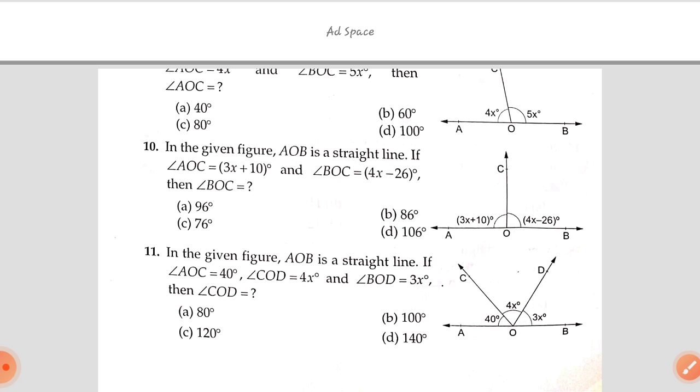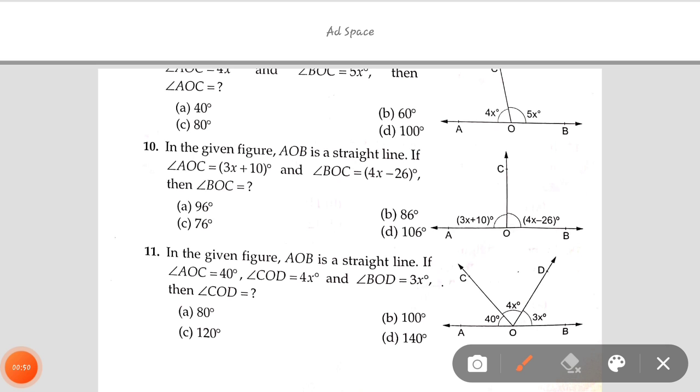Now let's start. First question, in the given figure AOB is a straight line. If angle AOC is equal to 40 degrees, angle COD is equal to 4x and angle BOD is equal to 3x, then we have to find angle COD, that is 4x.